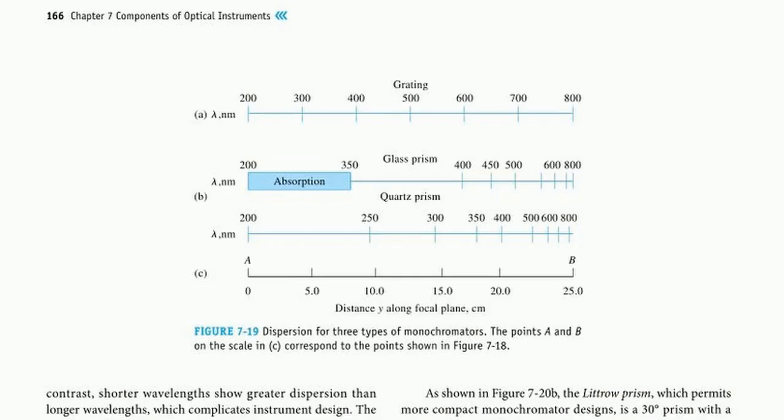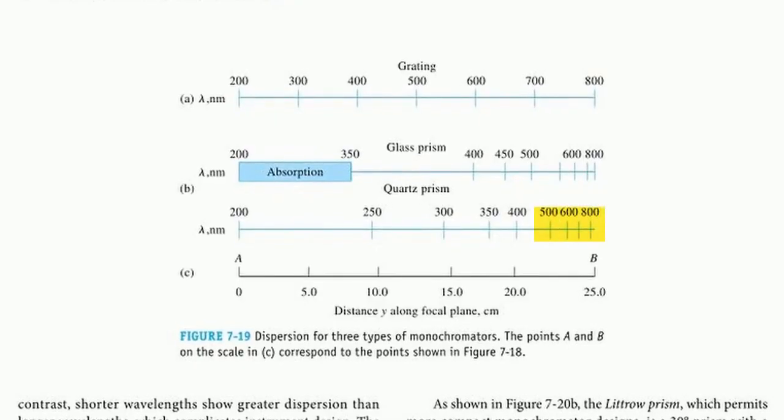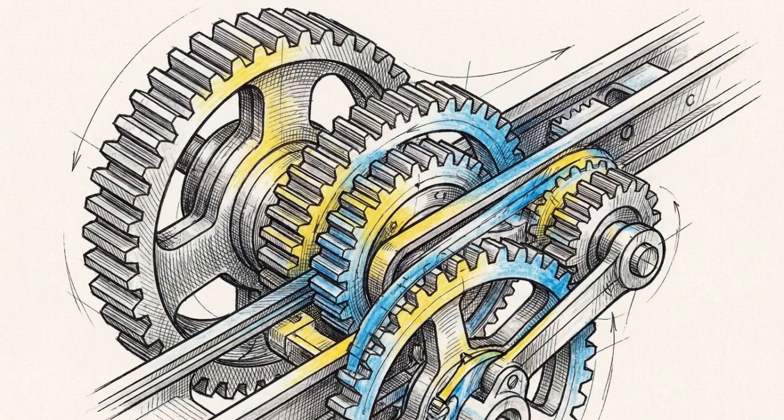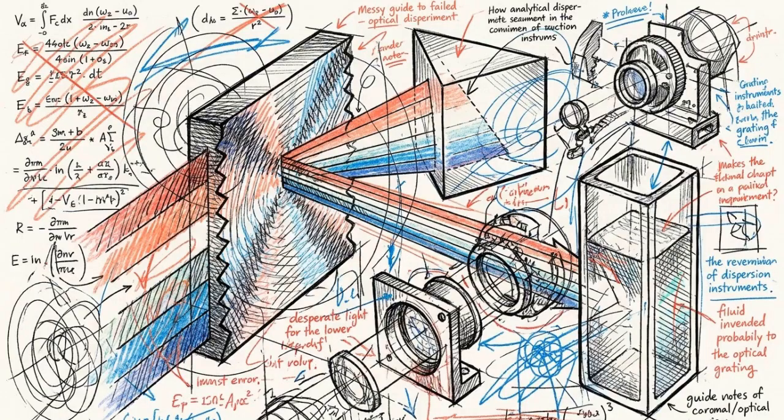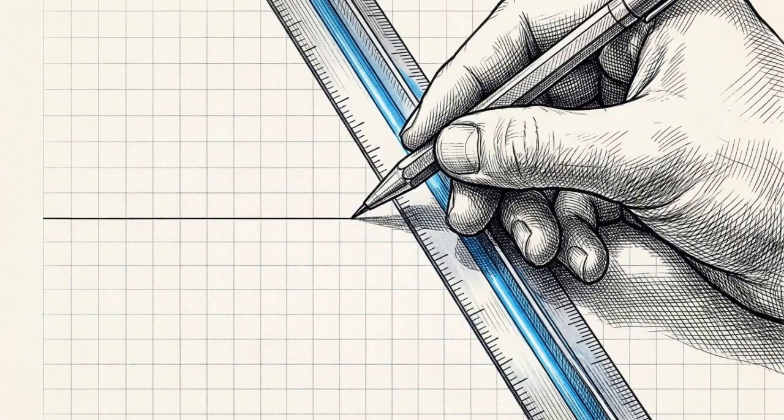This scale maps the dispersion of both glass and quartz. Notice the crowding on the right side. Prisms exhibit nonlinear dispersion. They separate short wavelengths widely, but clump longer wavelengths tightly together. Because the physical spread of the colors changes continuously across the spectrum, the instrument's mechanical exit slit must continuously widen and narrow during a scan just to maintain a constant effective bandwidth. While prisms made continuous scanning possible, their mechanical complexity and nonlinear output demanded a radically different approach.